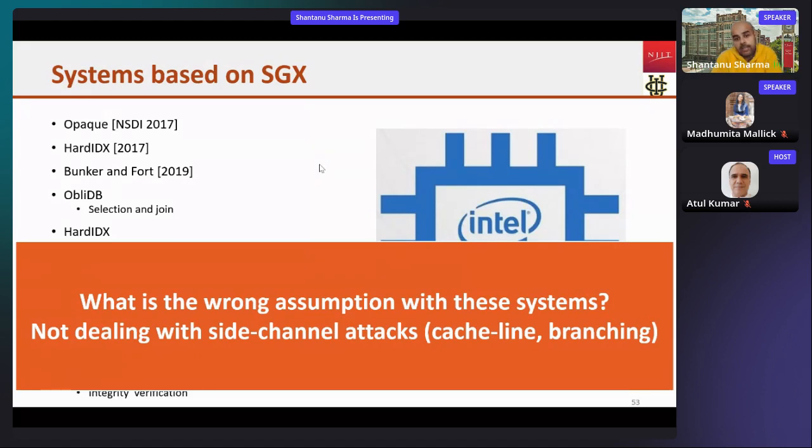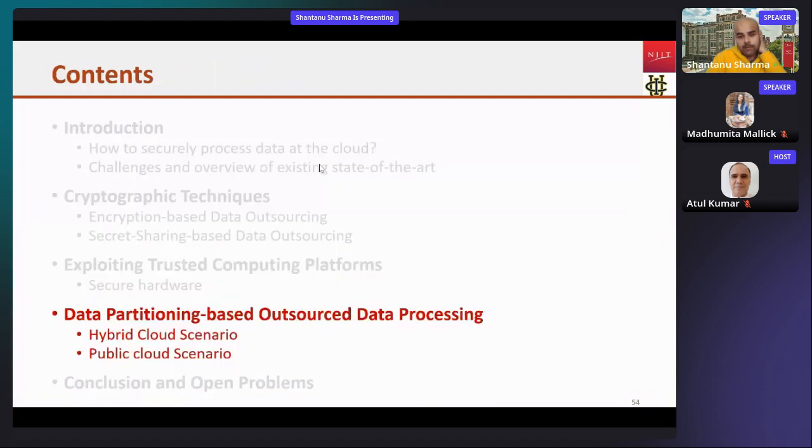So there is still an open question: can we develop a system for the current SGX? Right now we have been waiting for the last 5-6 years for Intel to produce a new SGX that is not prone to this, but we don't have it. So can we develop a new system that is also secure against the different side channel attacks for this particular hardware? Now the last part is data partitioning based approaches.